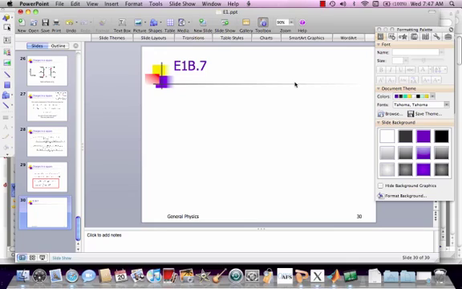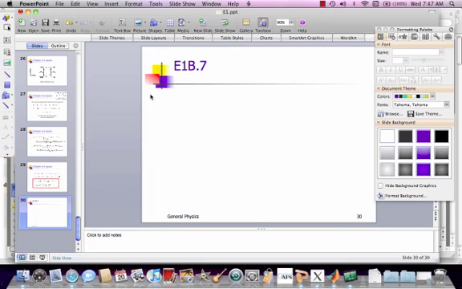I'm going to go through example E1B7. It says, two point particles with charges Q1 equals positive 30 nanocoulombs and Q2 is equal to a negative 30 nanocoulombs are placed on the x-axis 20 centimeters apart, with the negative particle to the left of the positive particle. A third point particle with charge Q3 equal to positive 20 nanocoulombs is placed on the x-axis halfway between the first two. What is the force, including magnitude and direction, on the third particle?